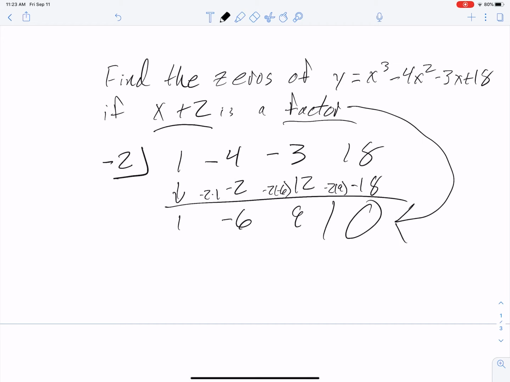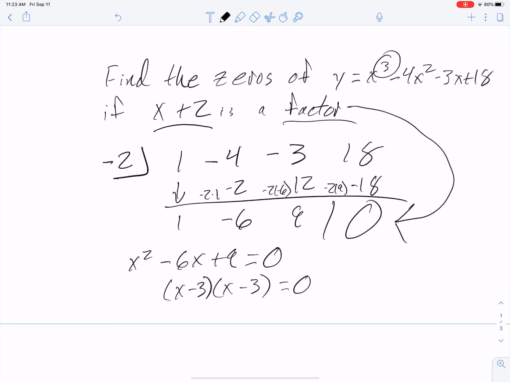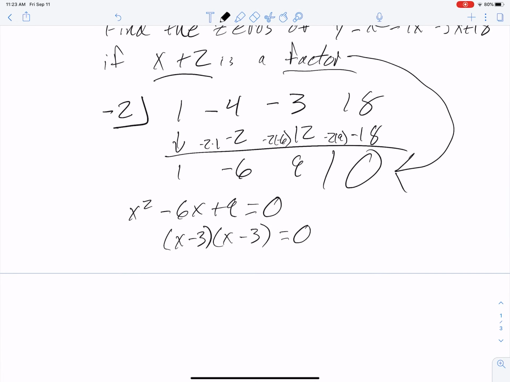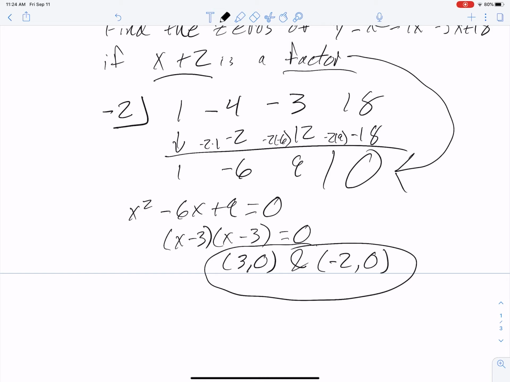Since we started with a third degree polynomial, I now know that 1 is the coefficient of x squared, negative 6 is the coefficient of x, and 9 is my constant. So I'm left to try and factor the remaining term, which factors into x minus 3 squared, or x minus 3 times x minus 3, doesn't really matter how you list it. So that tells us that we have a double root, or our 0 occurs twice at 3, 0. Now don't be careless, it asks you for the zeros. Don't be careless and forget to give the 0 that you get from the x plus 2.